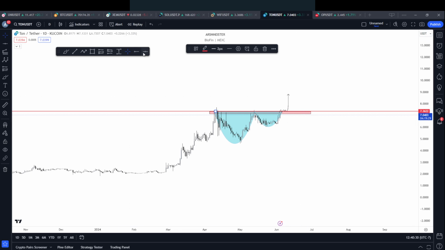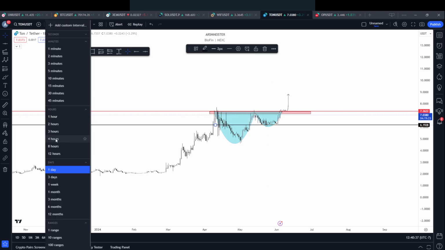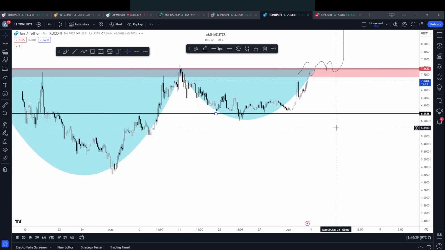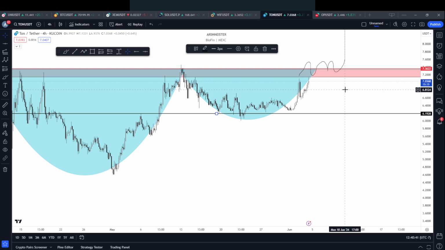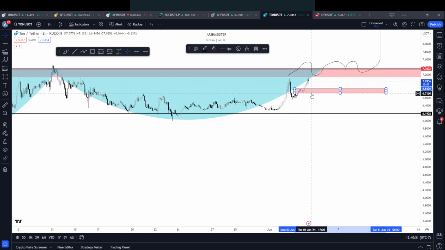Otherwise, you have support down here. Lower time frame. I don't know how this coin moves. I haven't studied it, but we have. Let's go to a lower time frame.